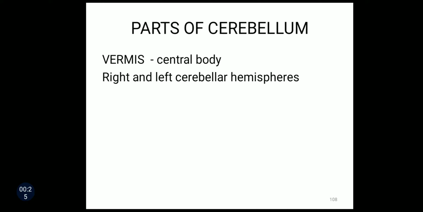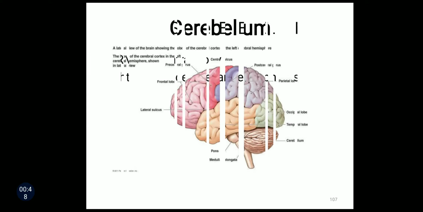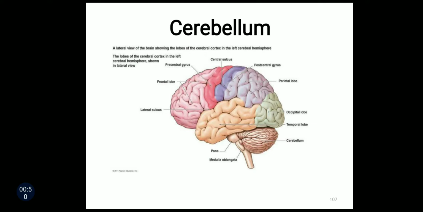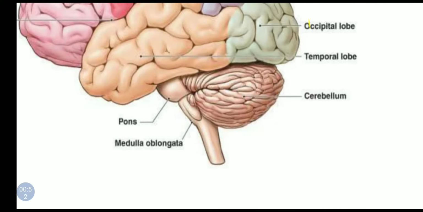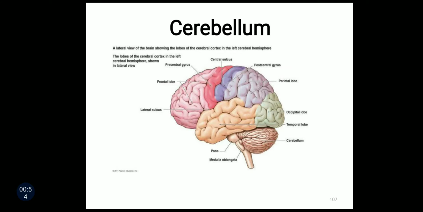Now this cerebellum consists of mainly three parts. The central body of the cerebellum is called vermis, and on both sides of the central body there are the right and left cerebellar hemispheres.